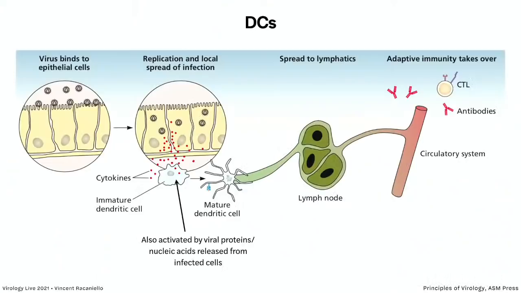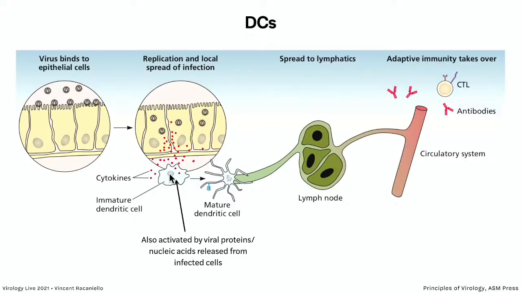So here we have our epithelial cell sheet. Here the virus is infecting the epithelial cells. The cells are going to sense infection, right, by the TLRs, et cetera. They're going to produce cytokines, including interferons. The cytokines will attract sentinel cells to this infected area. Here's an immature dendritic cell.